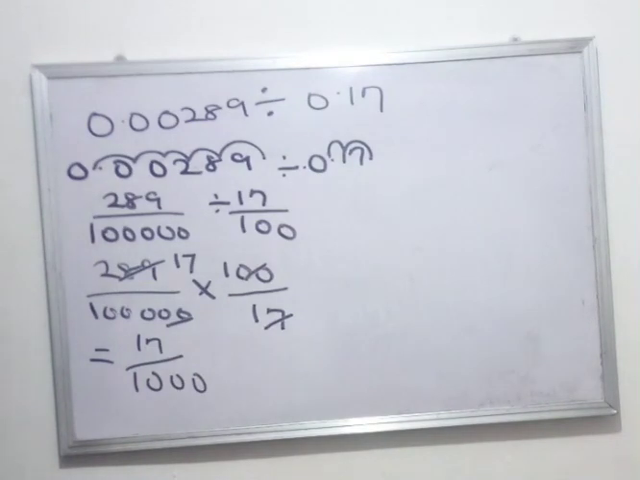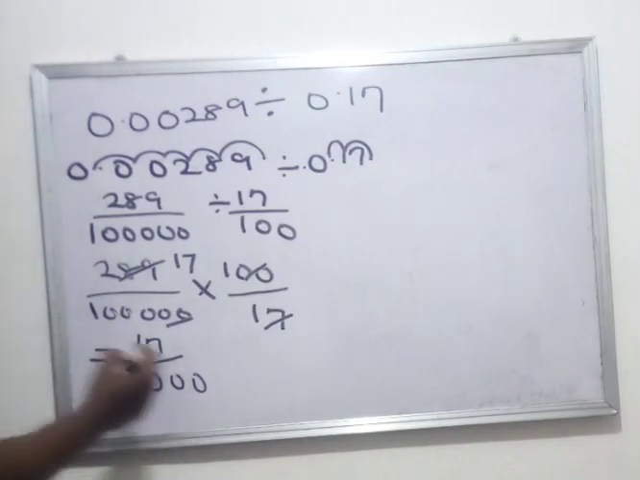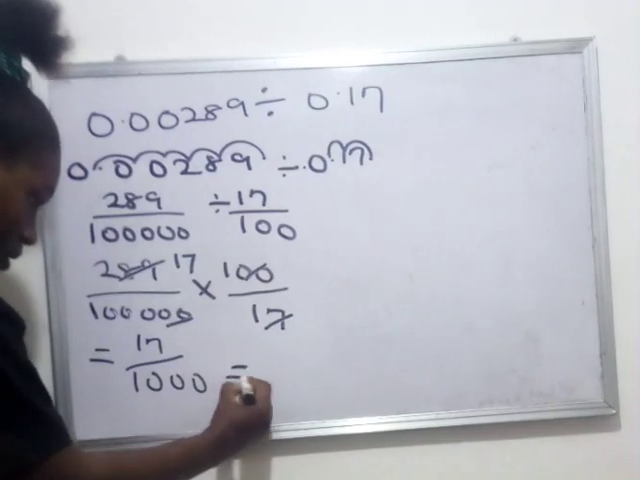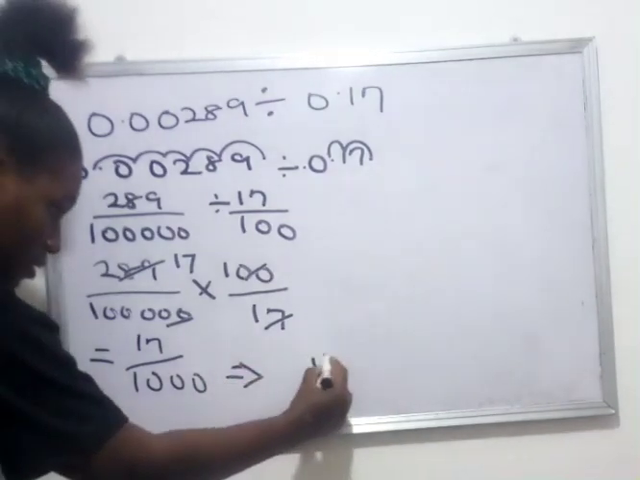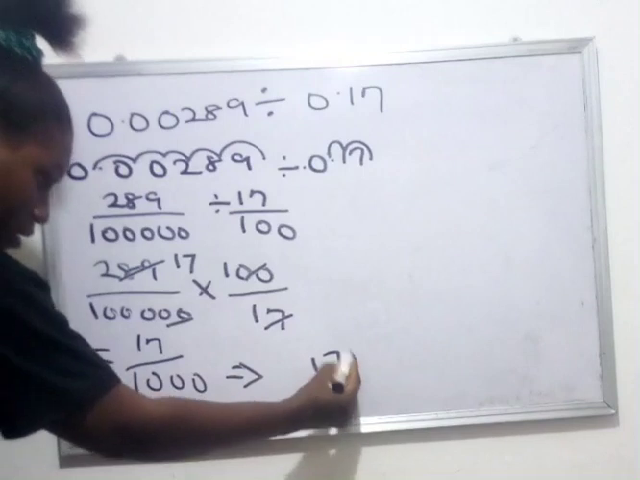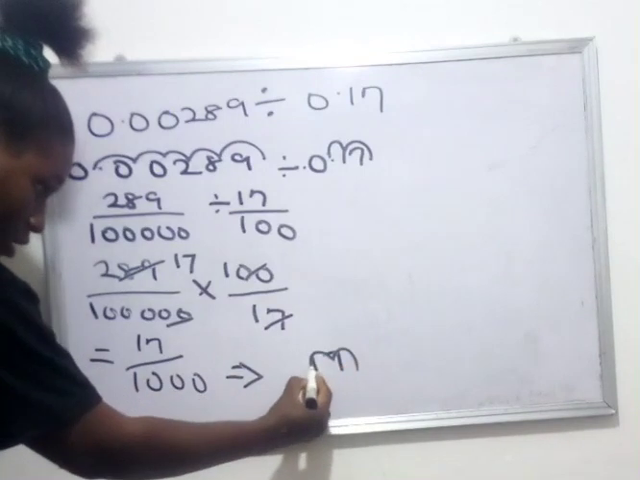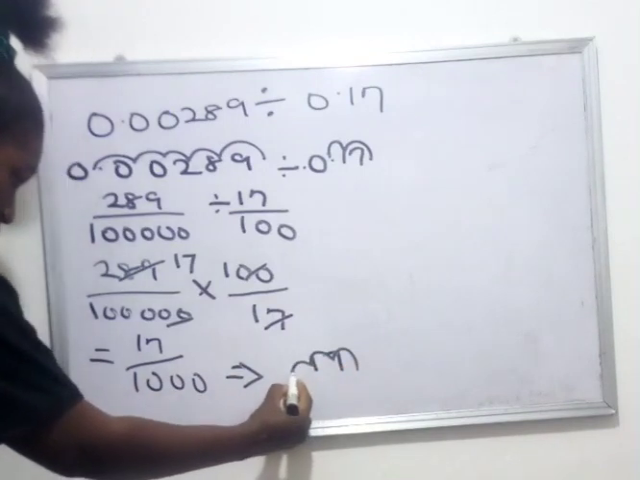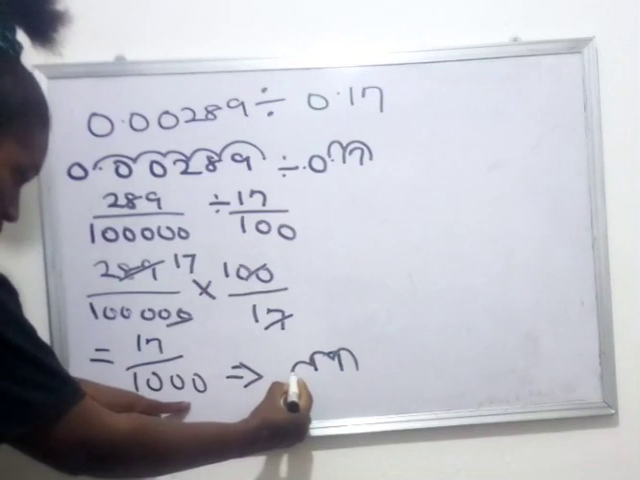We simply need to move our decimal point to the left. So 17 over 1,000 simply means 17 here, and we move from back. 1, 2, 3. How many zeros do we have here? 3 times. So we stop here.